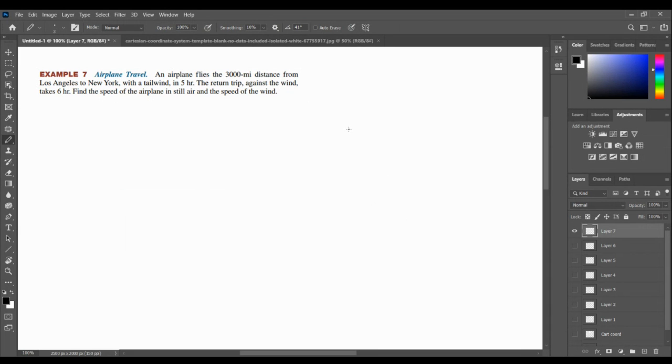So let's look at this one. An airplane flies 3,000 miles from LA to New York. So just kind of playing around here, we've got the US. Not a great picture, but it doesn't matter. I'm going from LA to New York. So that's 3,000 miles between the two.